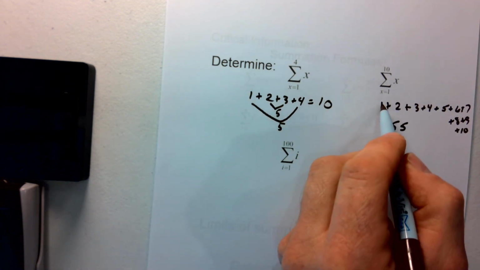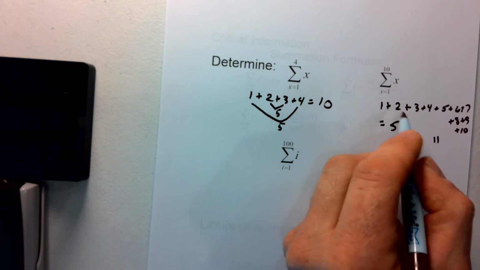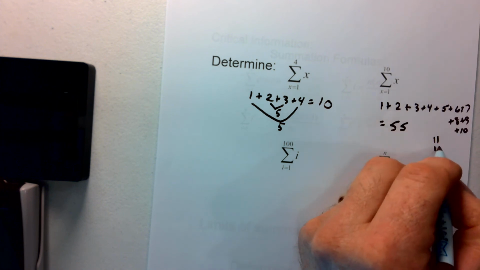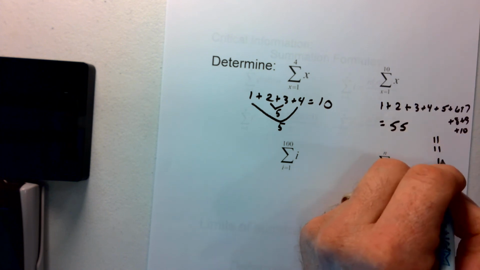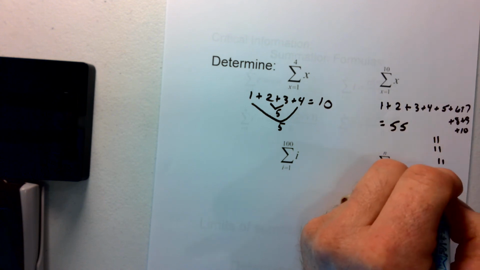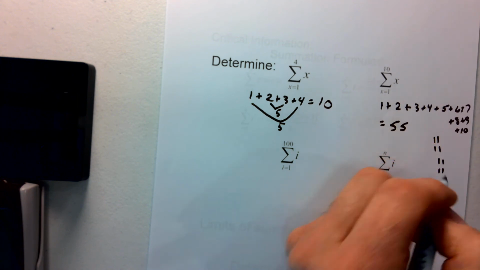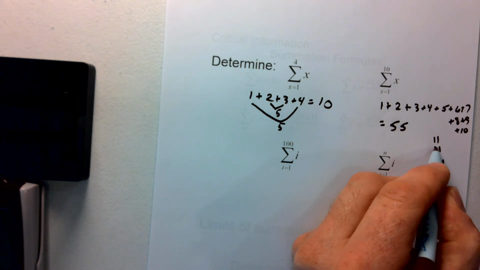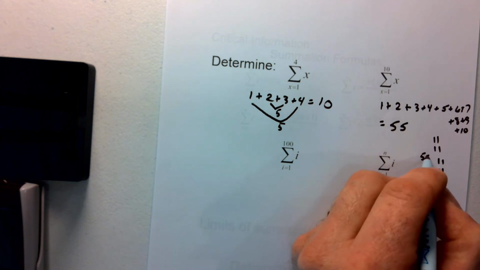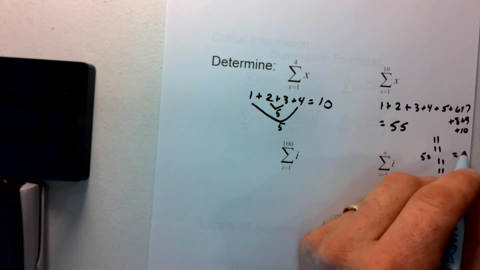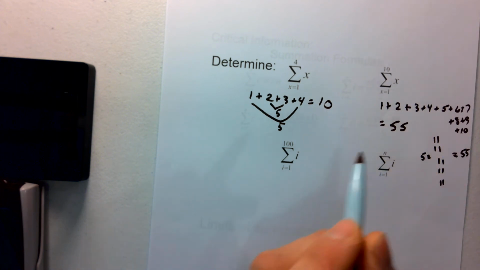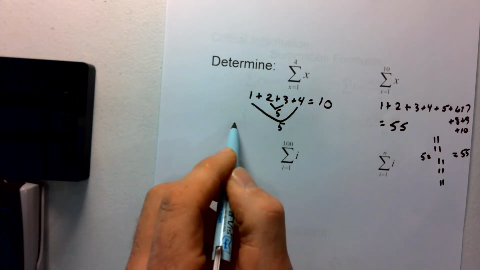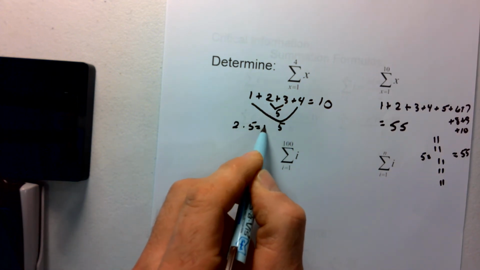Over here, 1 plus 10 gives me 11. 2 and 9 gives me 11. 3 and 8 gives me 11. 4 and 7 gives me 11. And 5 and 6 gives me 11. So I had 5 11s. So 5 times 11 gives me 55. So here I had 2 times 5 gave me 10.